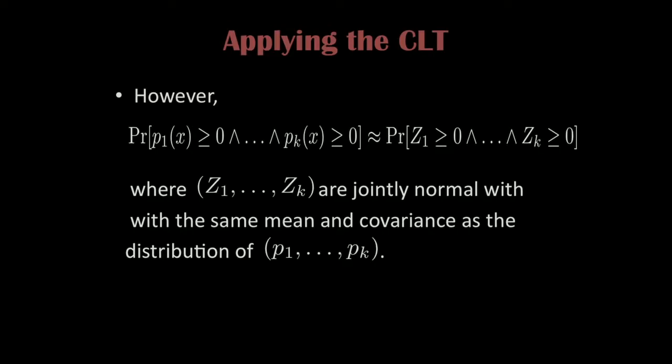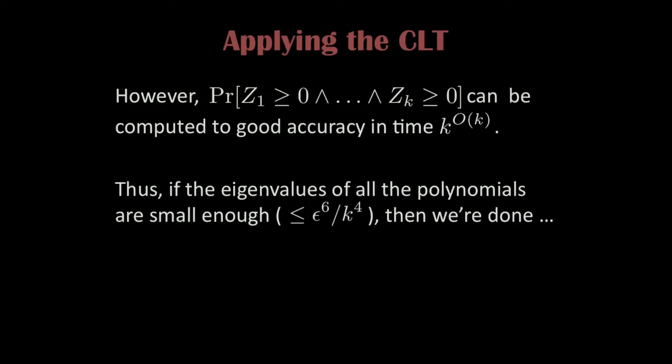But the right hand side has no n. It has reduced to a finite dimensional problem. There are only k square parameters. There are k first moments and there are k square second moments. You just want to compute the probability that this multidimensional normal has all coordinates greater than or equal to 0, lying in the positive orthant. This can be computed in time k to the k, but that doesn't matter. It can be computed in something depending just on k.